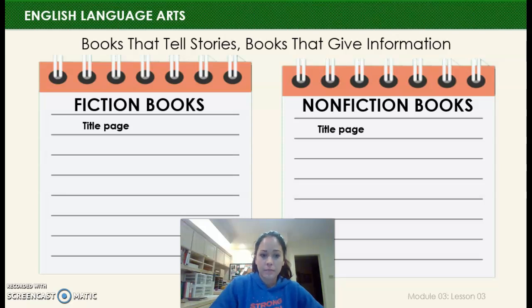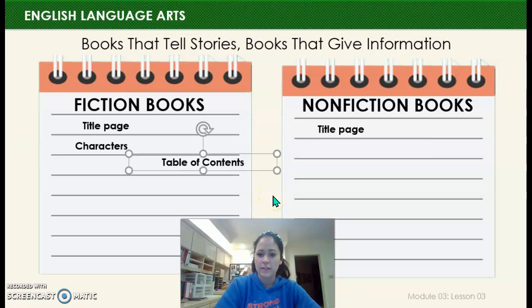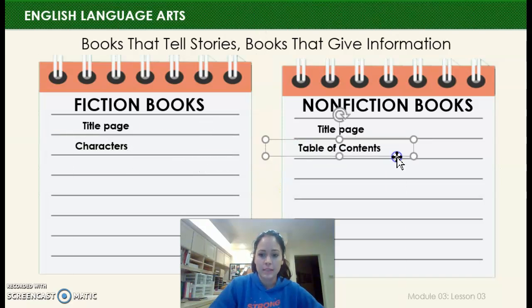Okay, now what about characters? Are characters found in fiction books or nonfiction books? And remember, characters are the people or animals in the books. If you said fiction, you are correct. Fiction books have characters. Now, what about a table of contents, that part of the book that tells where you can find the different parts in the book? Hopefully you learned in the Buzz slide that the table of contents is in nonfiction books.